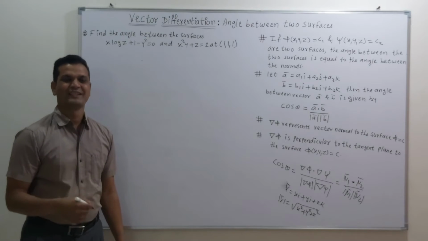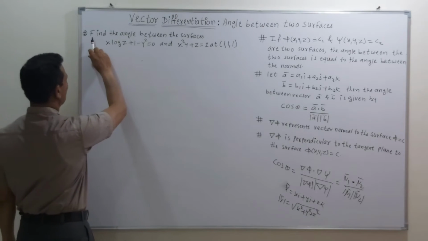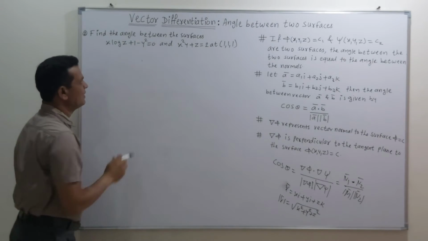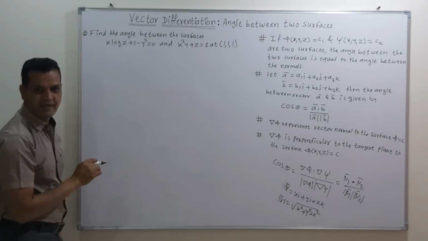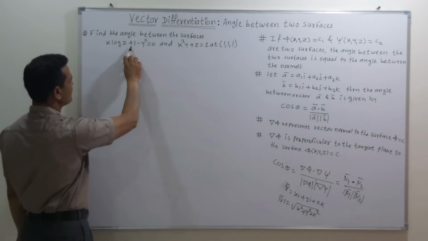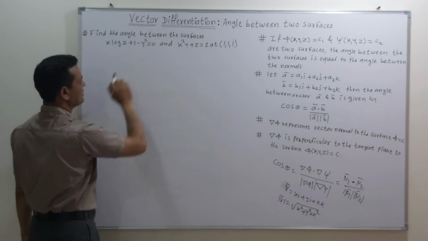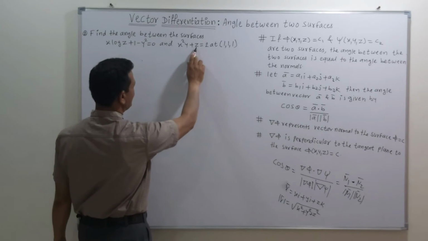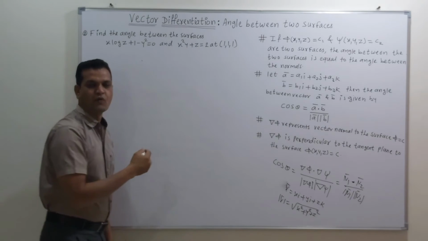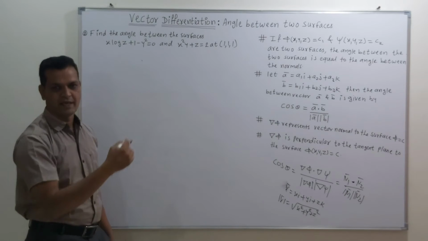Now friends, let's take the second example. The second example is to find the angle between the surfaces. The first surface is defined as x log z plus y plus 1 minus y square is equal to 0, and the second surface is given as x square y plus z is equal to 2, at the point 1, 1 and 1. That means put x, y, z as 1.